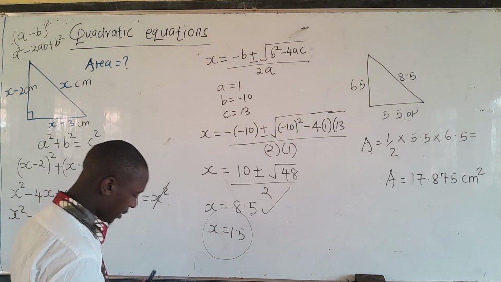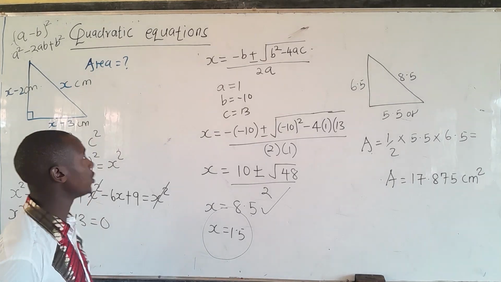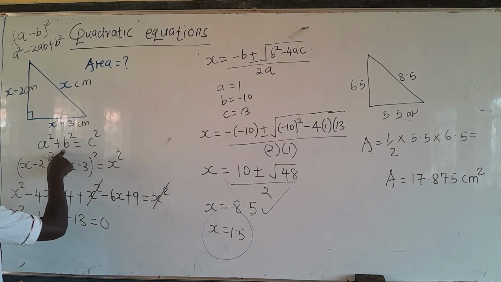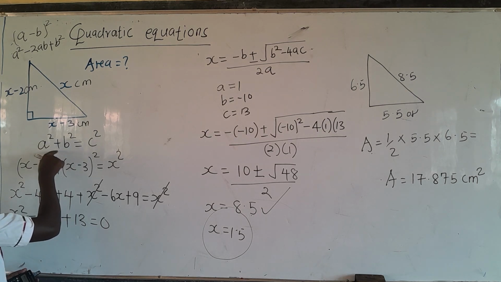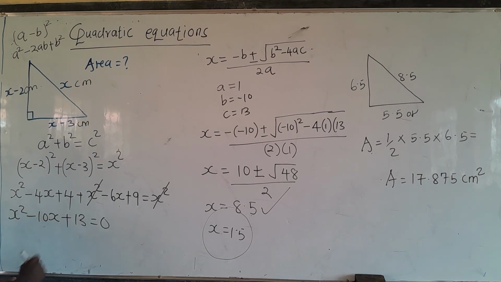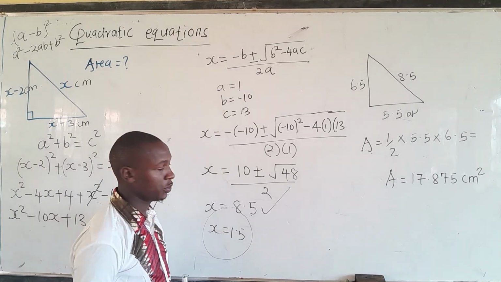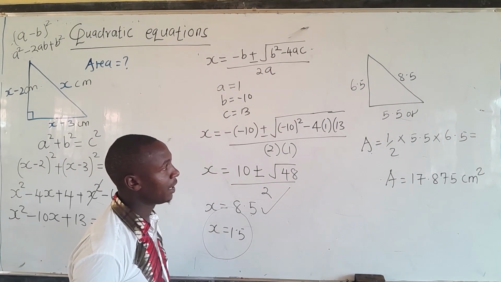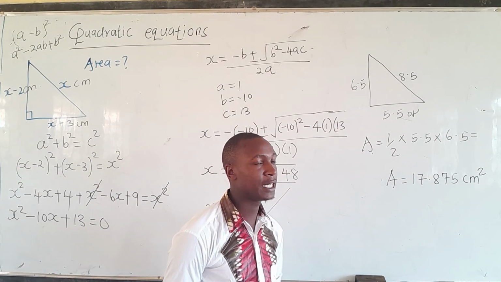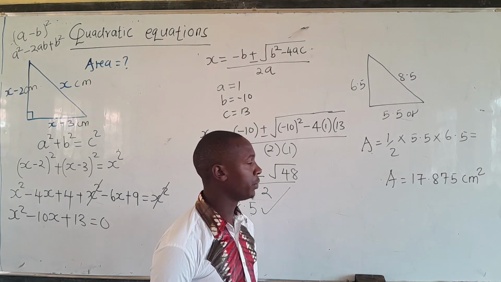So that's how we do it. Remember, this is an application of quadratic equations. We had to incorporate the concept of the Pythagoras theorem, where a squared plus b squared equals c squared, for us to be able to form a quadratic equation, which we also solved using the quadratic formula for the values of x, and thereafter we finished by answering the question, the area of the triangle. And that's how we do it.